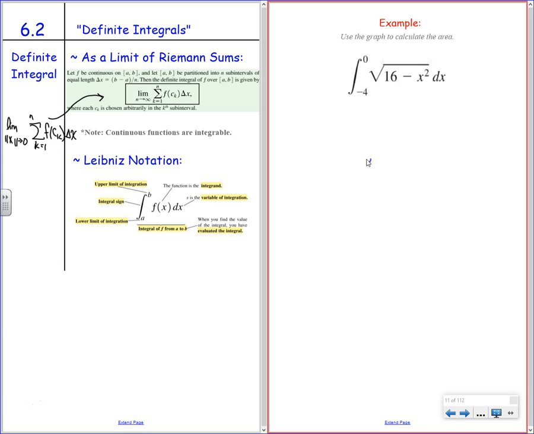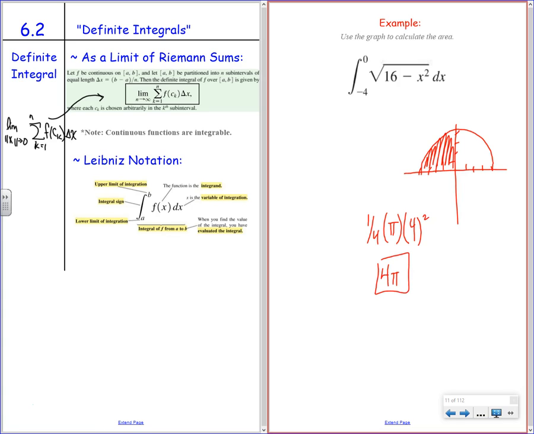Didn't we add that to basic math last year? Radius is 4. Pi r squared. It's a quarter. The graph is a half a circle. The area is a quarter circle. So my final answer is 1/4 pi r squared, with r equal to 4, so it's 4 pi. It's a positive square root. If it was 0 to -4, then we'd have to say -4 pi.